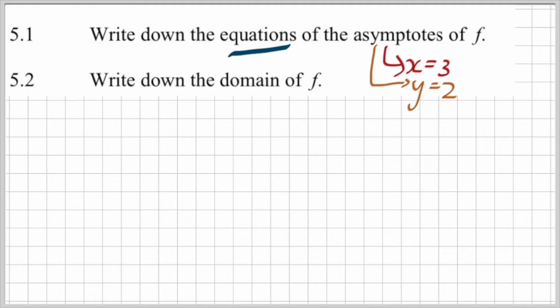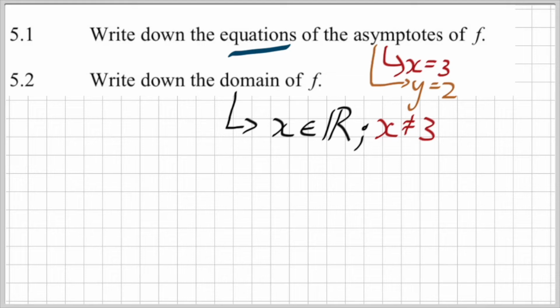Next up, write down the domain of f, so the x values for which the graph is defined. Here it's important to know that we're talking about a hyperbola. So it's defined everywhere except at the asymptotes. In other words, x can be any number but not 3. So that's how we write it.